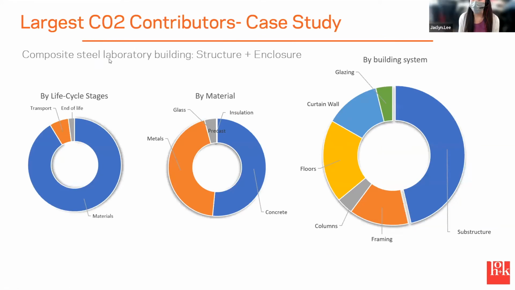So this is another case study, which was a composite steel laboratory building. Very similar graphs, just different colors here, but we first looked at it by life cycle stages. You can see again, materials is going to take up most of it. And now, even though it was a composite steel building, you can see by this middle graph here, the concrete is actually just over 50%, a majority, being the largest contributor to CO2.